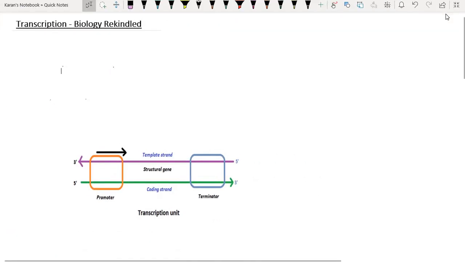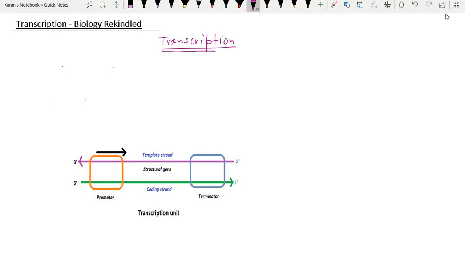Today we are going to discuss the process of transcription, which is basically the process of formation of RNA from DNA. But before starting, let me just tell you about the central dogma.